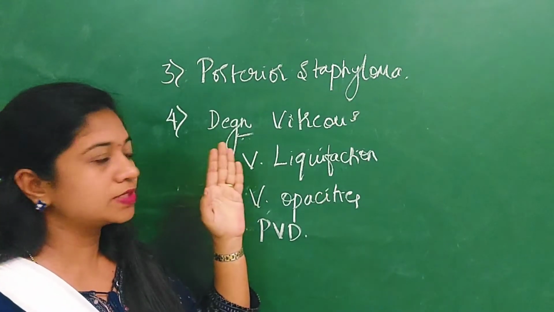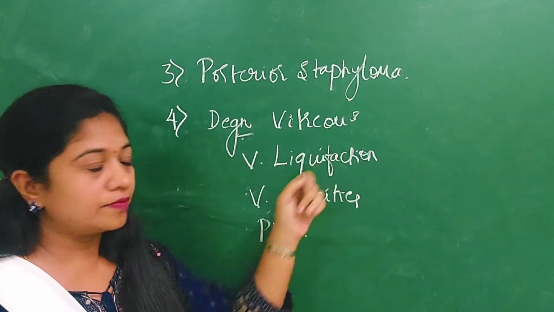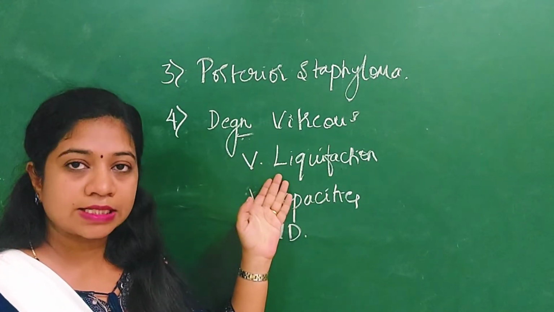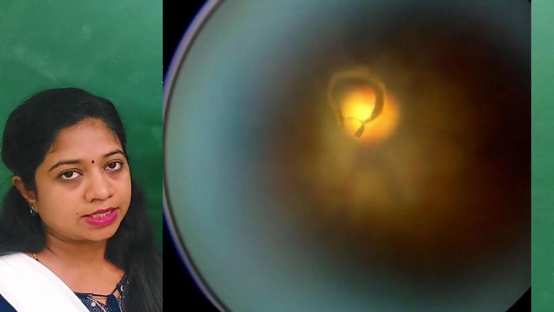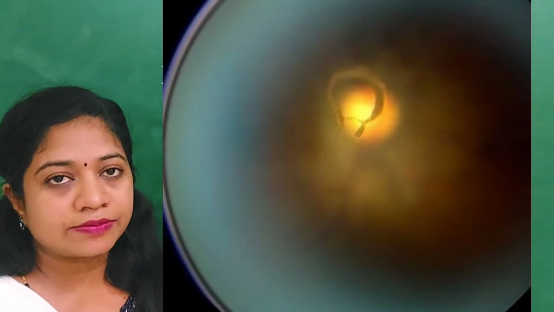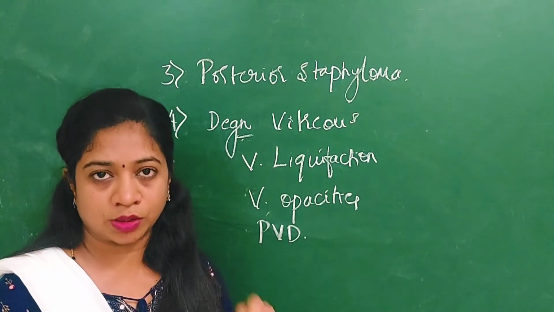The last fundal change which we appreciate in these myopic patients is the degeneration of the vitreous, which is in the form of either vitreous liquefaction or vitreous opacities, or even there can be posterior vitreous detachment, which is seen as the Weiss reflex or the Weiss ring. So these are the fundal changes seen in pathological myopia.